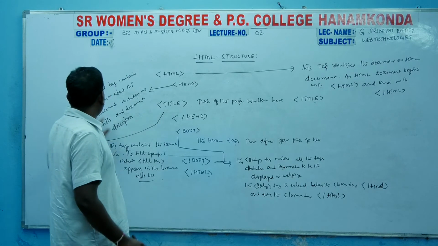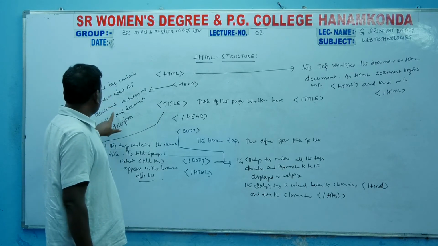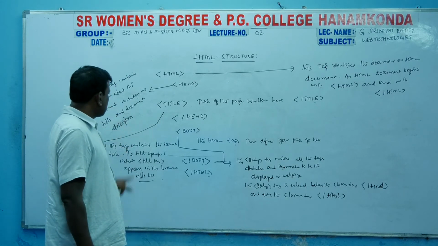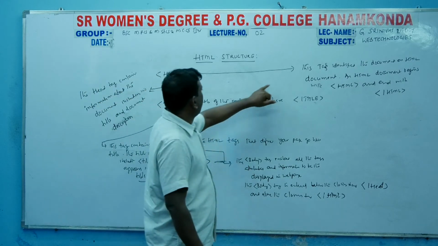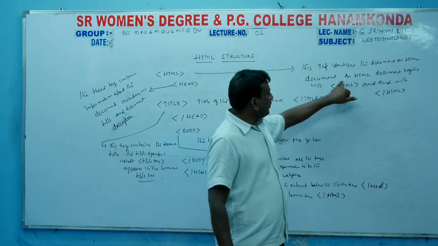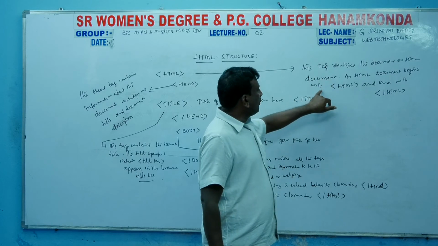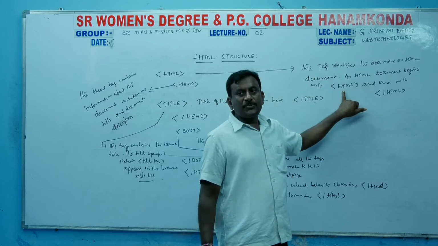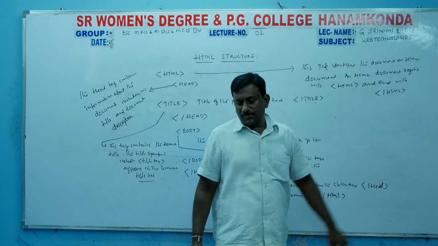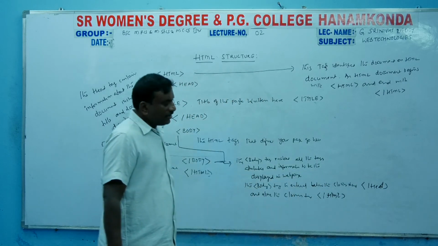Next, the head tag contains information about the document, including the title and document description. The HTML tag identifies the document as an HTML document. An HTML document begins with the HTML tag and ends with the /HTML tag.